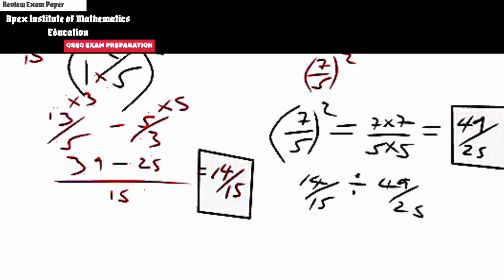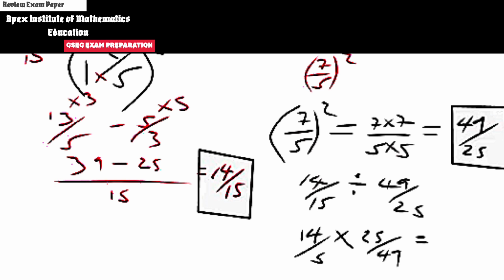In my country we have different ways of teaching. One of the methods we use is the KFC method, where the K stands for keep the first fraction, the C stands for changing the sign to multiplication, and the F stands for flipping the last fraction, so it becomes 25 over 49. Then we're going to look to reduce our numerators against our denominators.